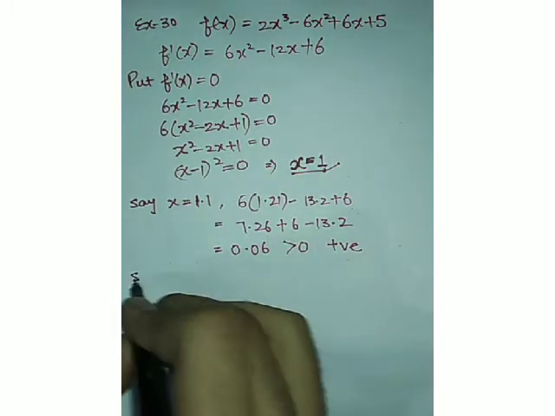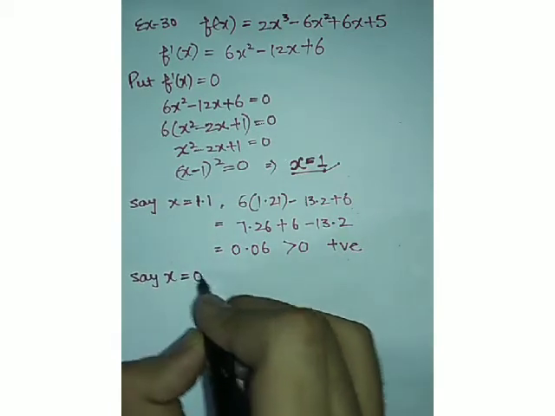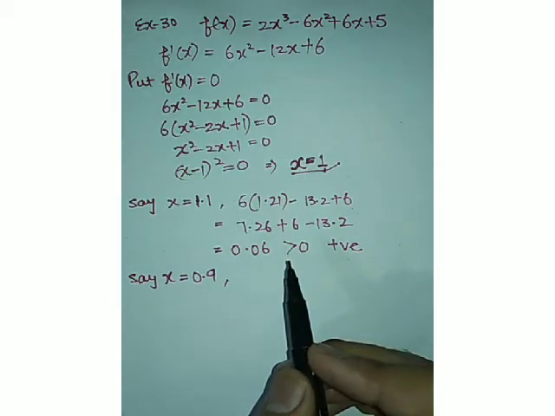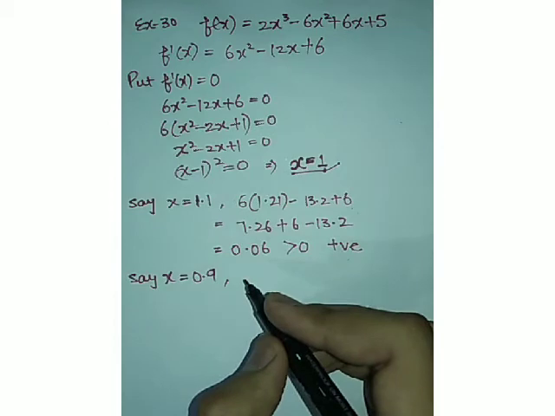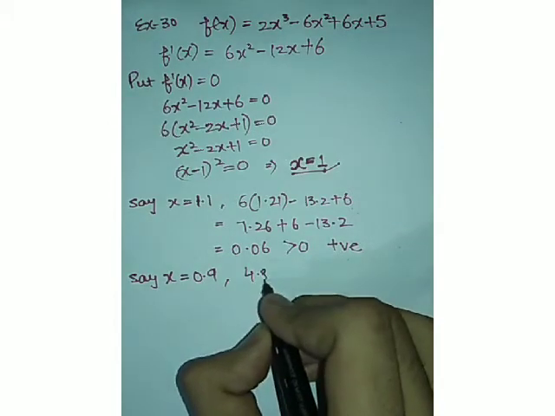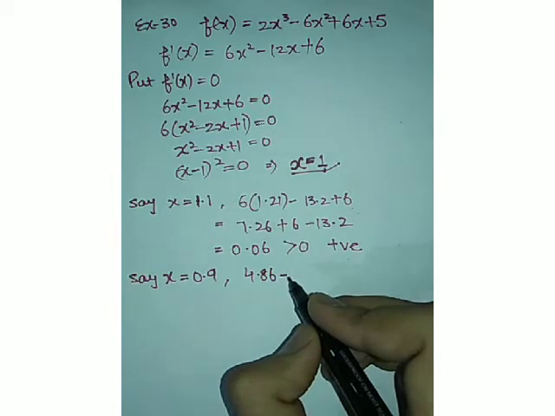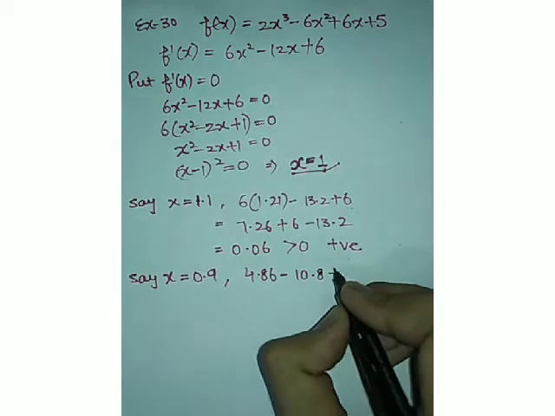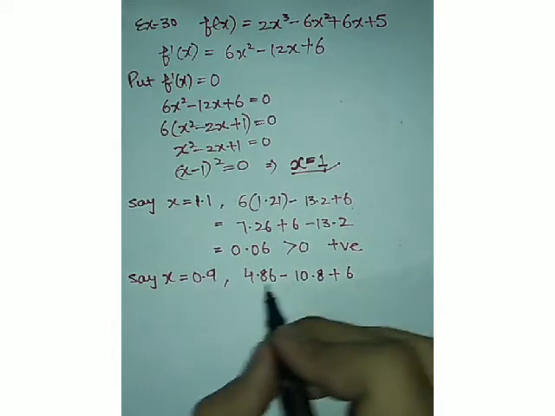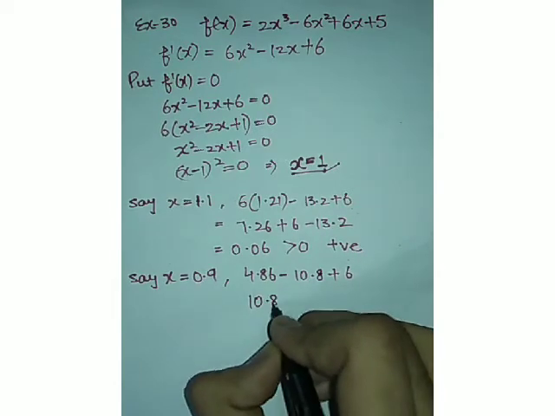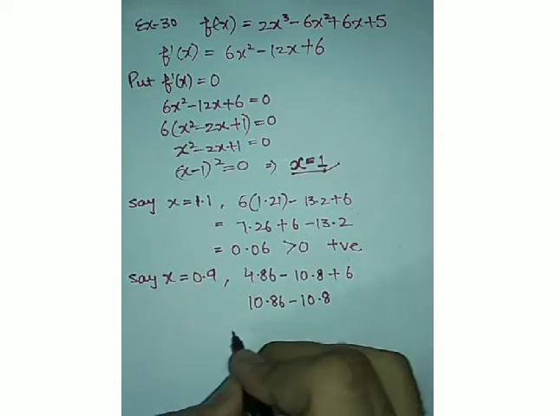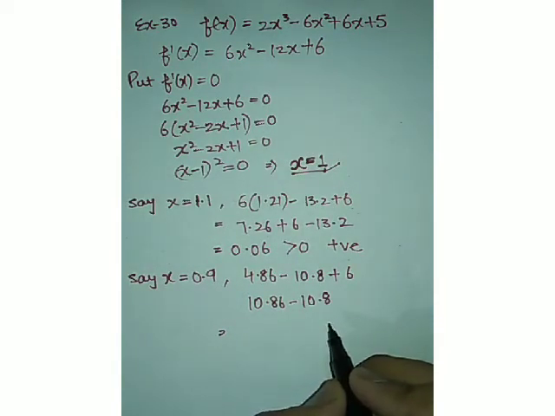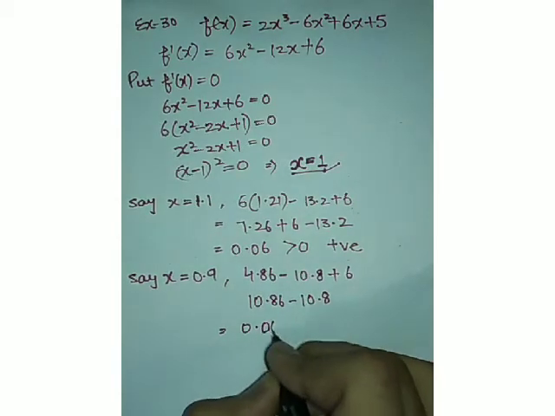Clear? Now say x is slightly less than 1, that is 0.9. So check the values. Now 0.9 multiplied by 0.9 is equal to 0.81, and when that is multiplied by 6, we will get 4.86, minus 12 multiplied by 0.9, you will get 10.8, and plus 6. Now 6 plus 4.86 means 10.86, minus 10.8, and when you subtract 10.86 minus 10.8, you will get 0.06, which is again positive.